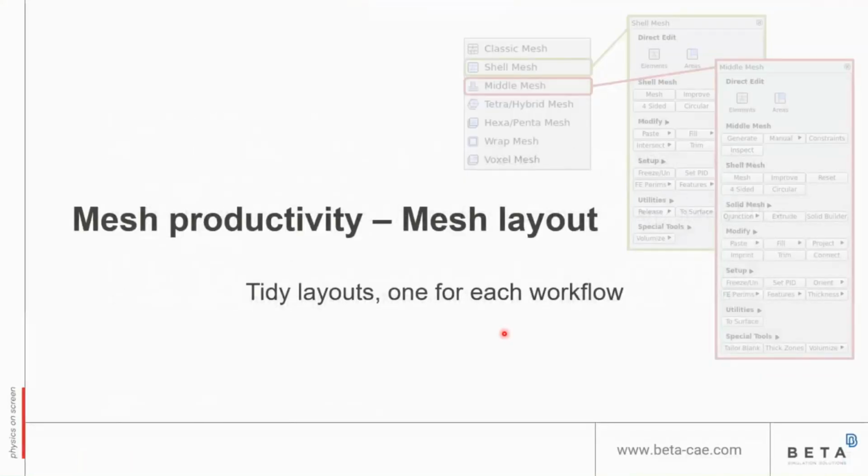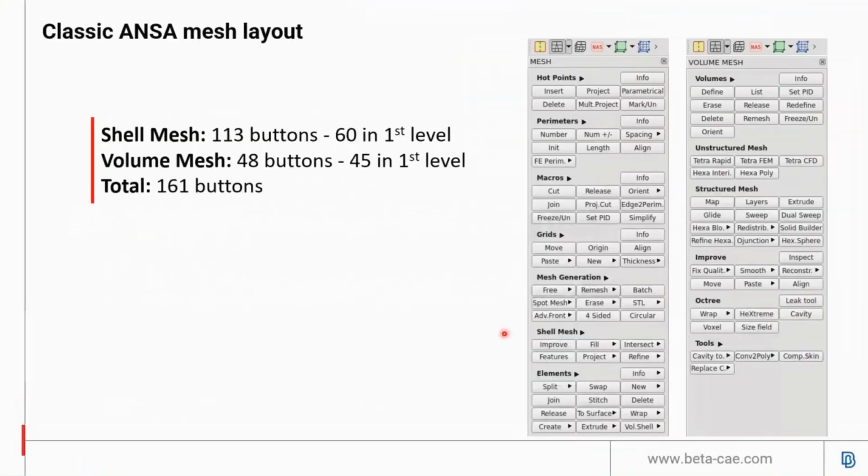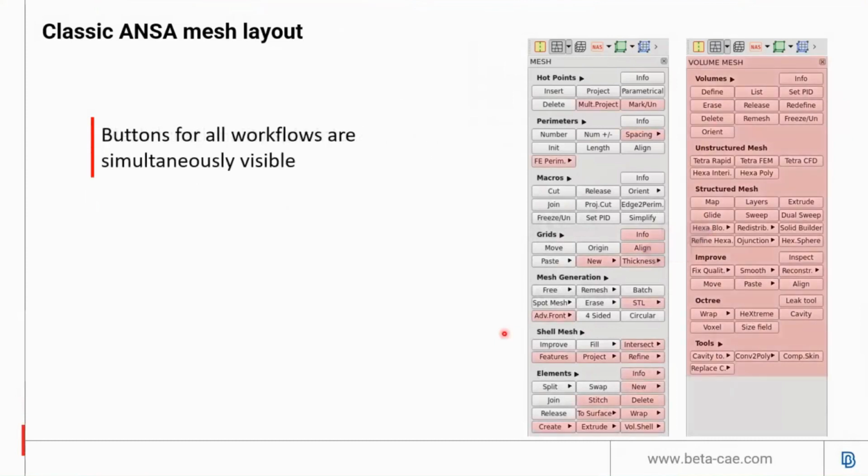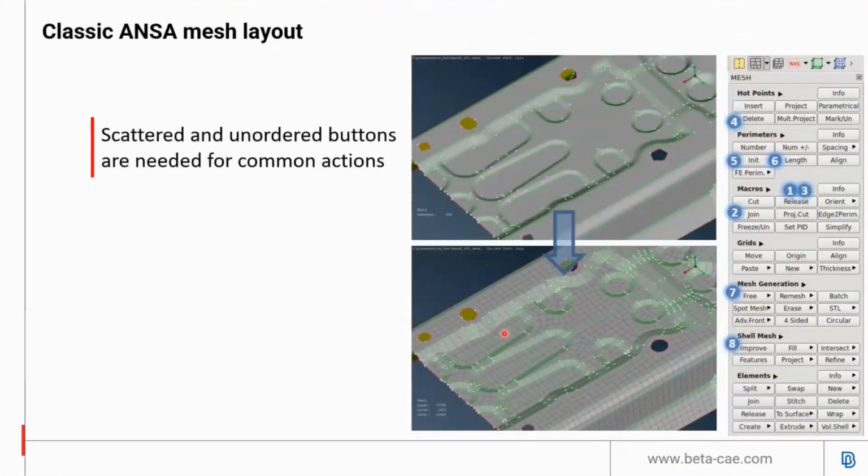The next one is the mesh productivity. For starters, let's look at the classic ANSA mesh layout. There are 161 buttons in total, divided into two modules, mesh and volume. Having the buttons divided into two modules is annoying because the user has to go back and forth between the mesh and volume mesh modules. Buttons that will not be needed are in the first level of the interface. I do not need all buttons for each workflow or task, yet they are always present. The buttons are scattered, so it is difficult to know which buttons to press and in what order.